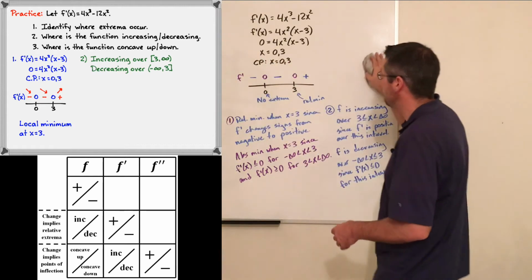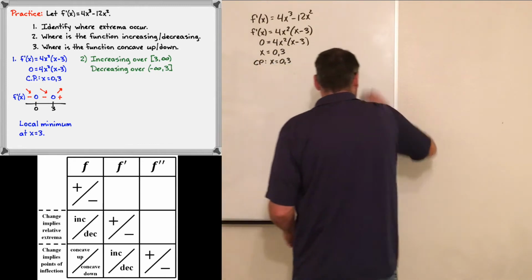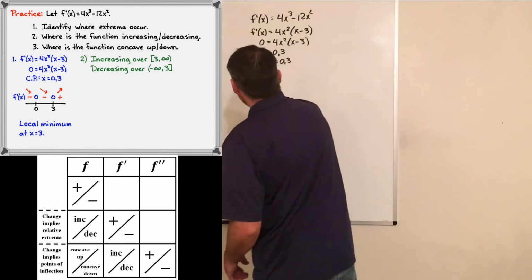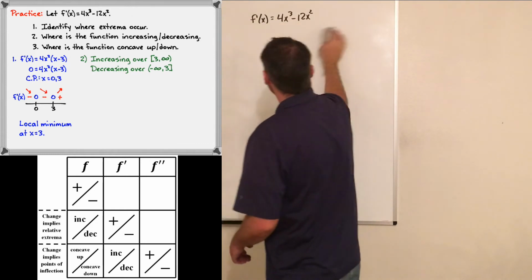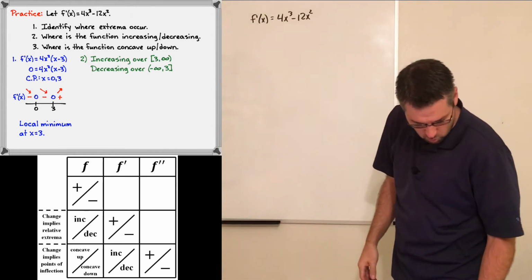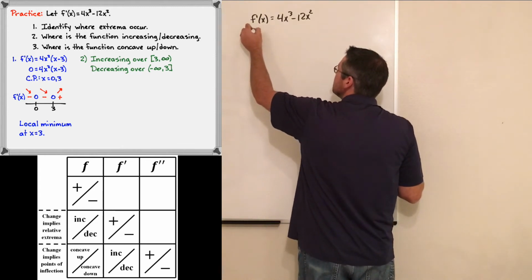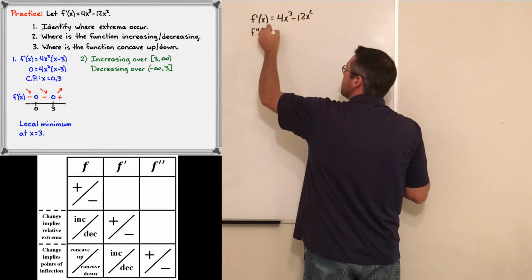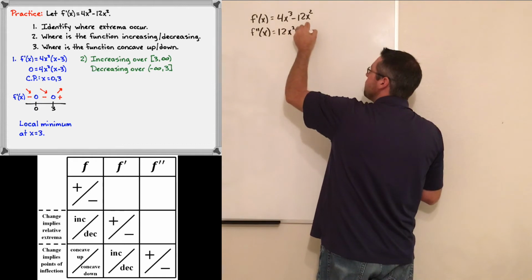Now let's go ahead and go on to concavity. Concavity deals with the second derivative like we talked about yesterday. So I'm going to go ahead and erase everything about number 1 and number 2. And because we're looking at concavity, we have to take the second derivative here. So we'd say f double prime of x. This is just a power rule derivative, so that'd be 12x squared minus 24x.